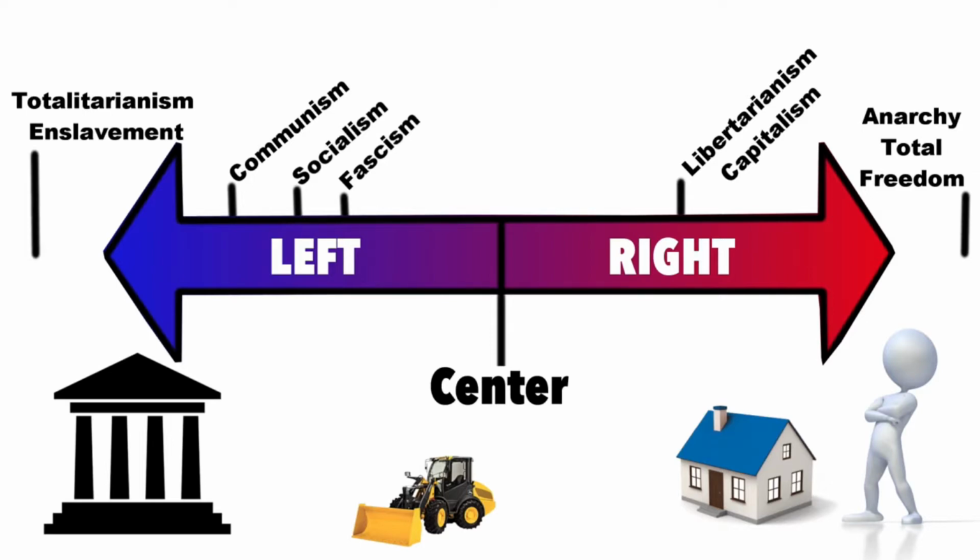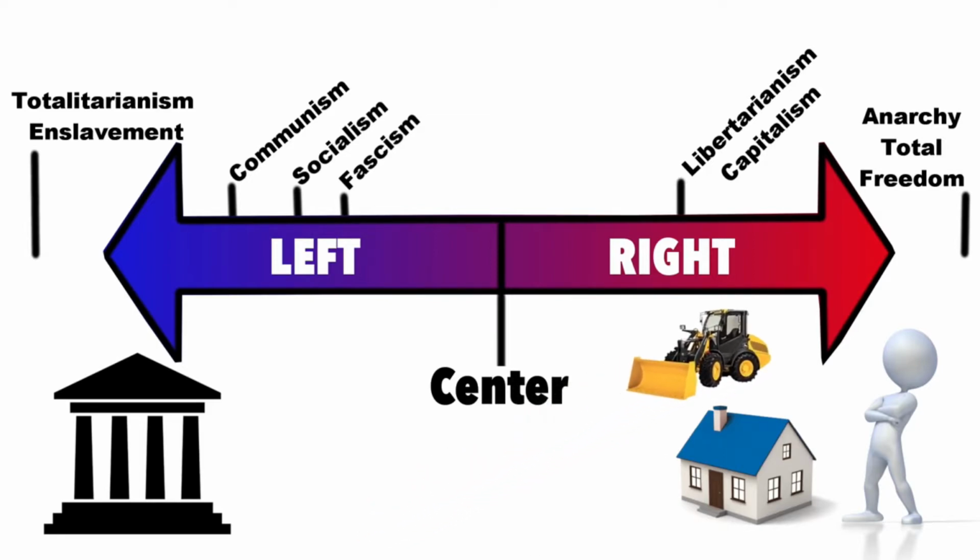You have to go a long way to the right of fascism to get to the next ism, and that's libertarianism, which in my view is really just capitalism. Libertarianism allows all property to be privately owned, whether it be the means of production or the house you live in. Libertarianism has a government, although limited in power.